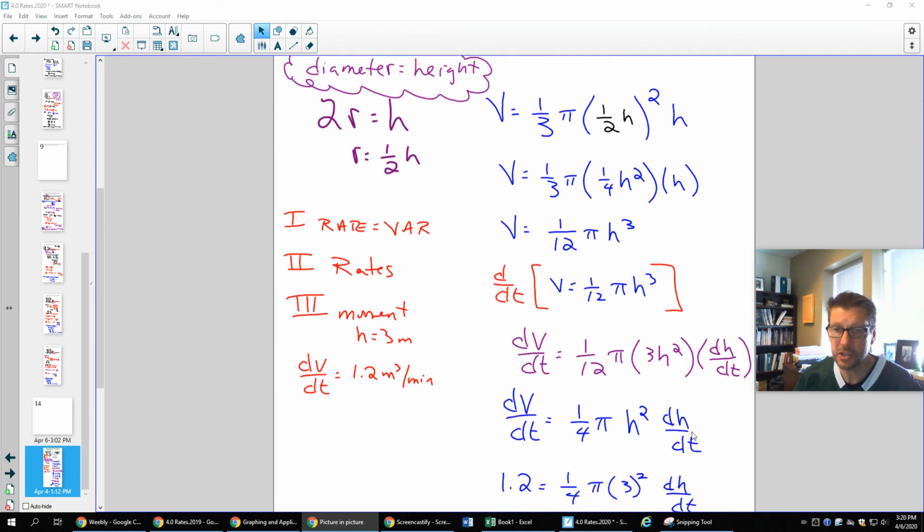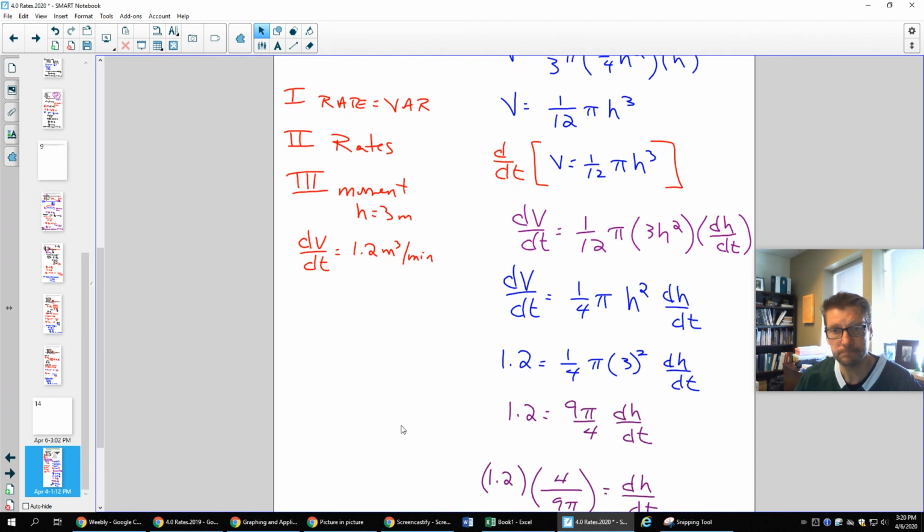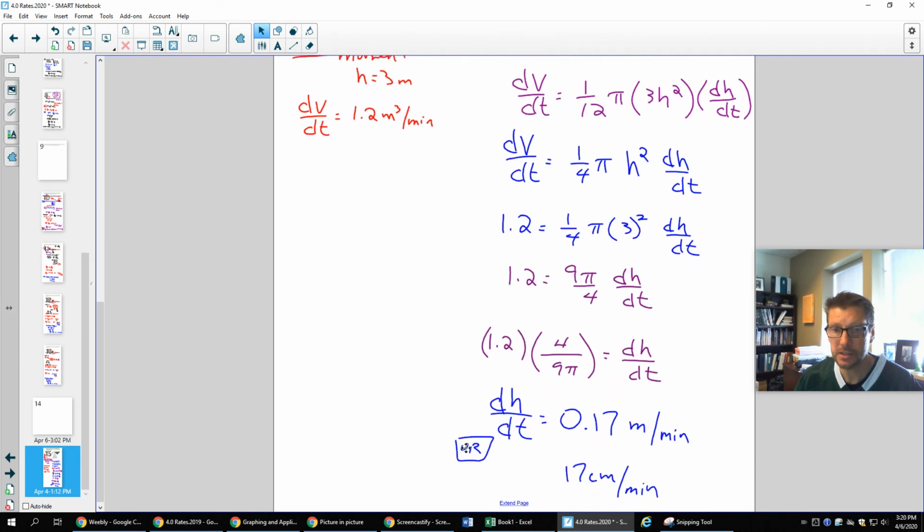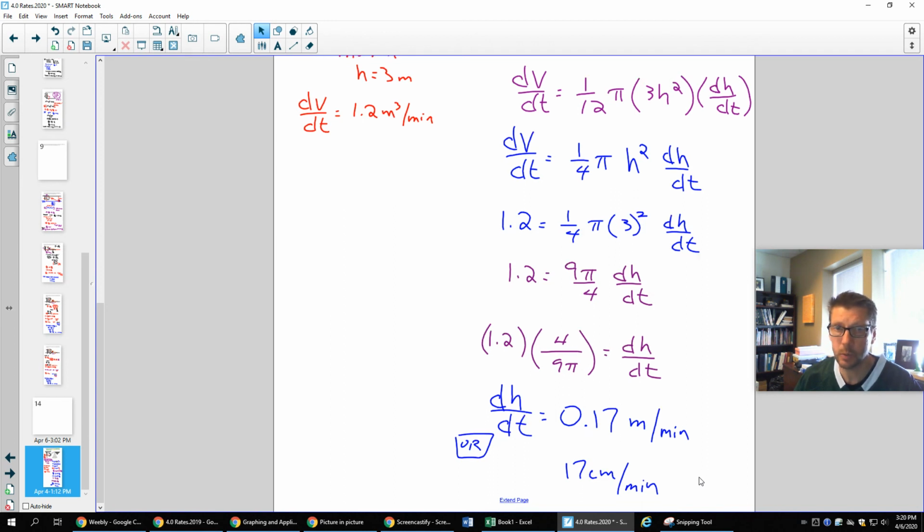And to find the height change, you also need to know the height. So it was awesome that they gave you the height was 3. Plug in, simplify, and solve, and you can answer in meters per minute, 0.17 meters per minute, or we can just say it's growing at a rate of 17 centimeters per minute when the pile is 3 meters high. So that's a quick run through of question number 17 from our textbook.